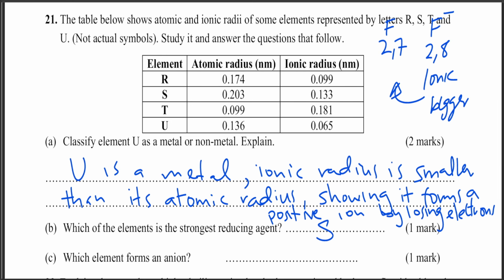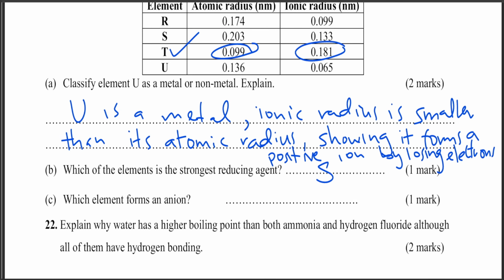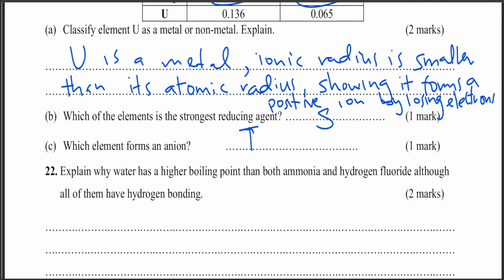Why? Because once you gain electrons, there is repulsion among the electrons. Because you have added an electron, there will be a stronger electronic repulsion, and therefore the electrons will move further from the nucleus. When they move further away, it means the radius will start to increase. So the one that has an ionic radius larger than its atomic radius is this one, and therefore element T. So element T.